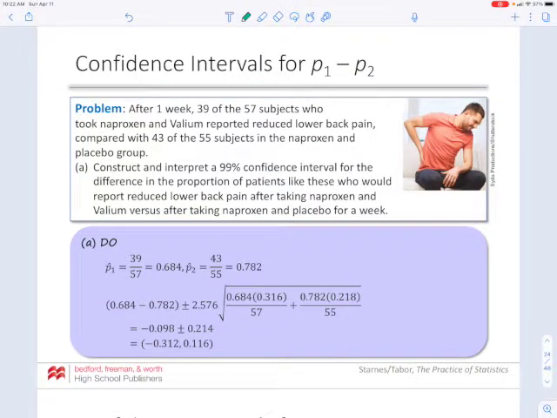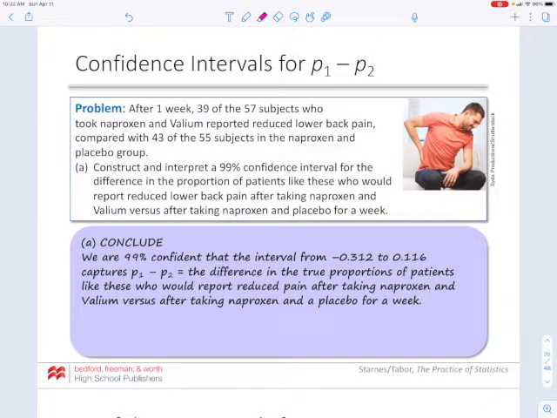Now to actually calculate the confidence interval. Our first sample proportion is 39 out of 57, so 0.684, and the other is 43 out of 55, 0.782. So filling in the values, p hat 1 minus p hat 2. Then we have our critical value z* for the 99% confidence interval, and then we have our square root. Once we've done all the calculations, we get an interval of negative 0.312 to 0.116.